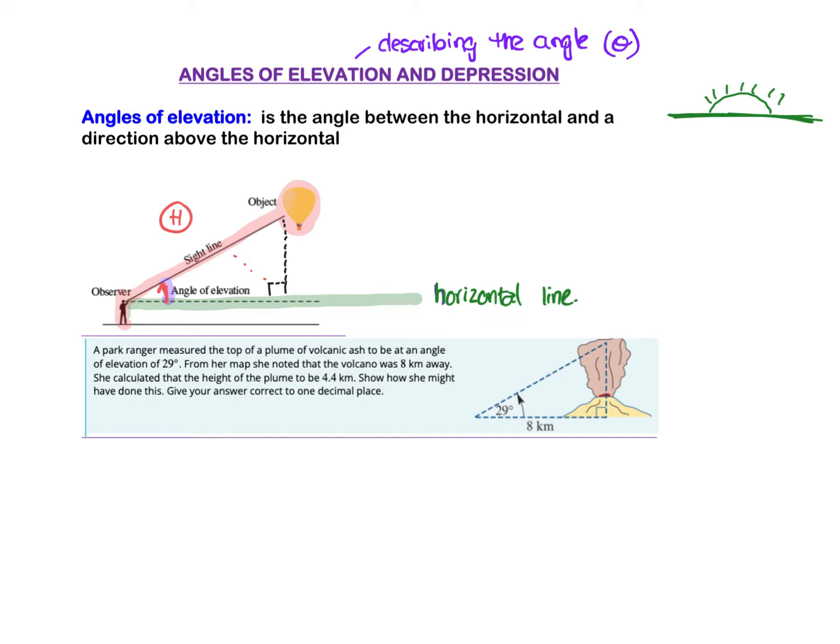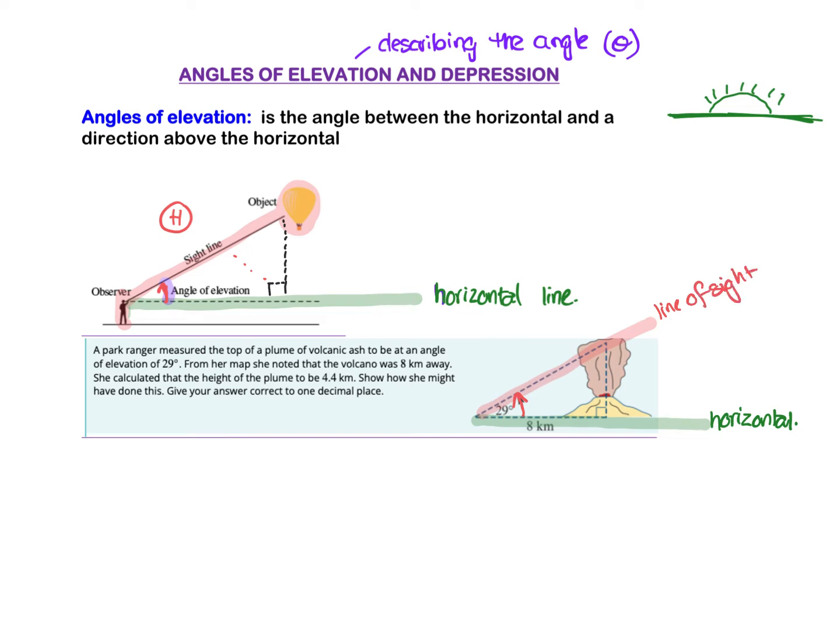Okay, so a park ranger measured the top of a plume. A plume is like the volcanic ash bit, so you can see in the diagram, the angle of elevation of 29. You can see here, there's the 29. Just maybe write on these notes again, so we're getting used to it: write that this is the horizontal, and maybe we'll write the line of sight.